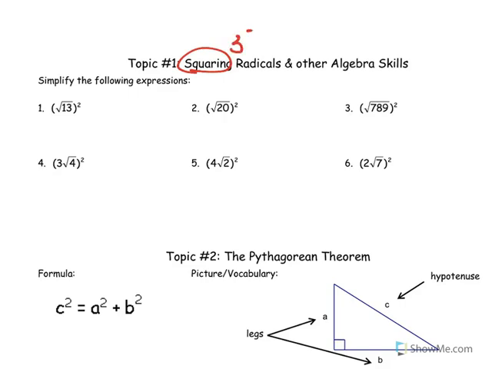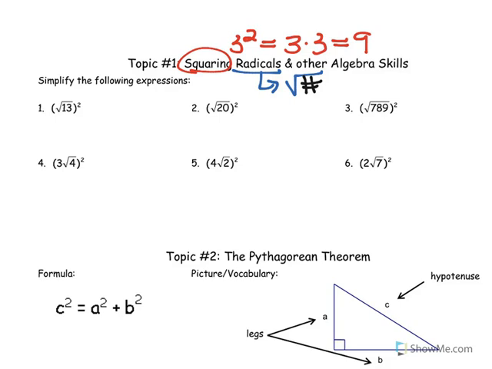So remember, when we square a number like 3, we multiply 3 by itself, and 3 times 3 is 9, okay? And then remember that a radical is any number that's underneath a square root bar. So we're talking about the square root of, in example 1, 13.